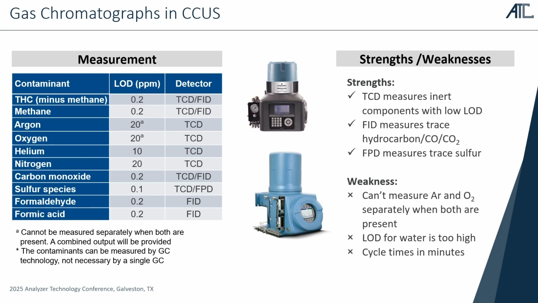GCs are very good at measuring complex gas mixtures and can pick up a range of different components using the different detector types. In terms of the different challenges, well, we can't measure argon and oxygen separately when both are present. We can't resolve them. The LOD for water is too high in this application. You can see it's not listed. And cycle times, as for any GC, are in the order of minutes.